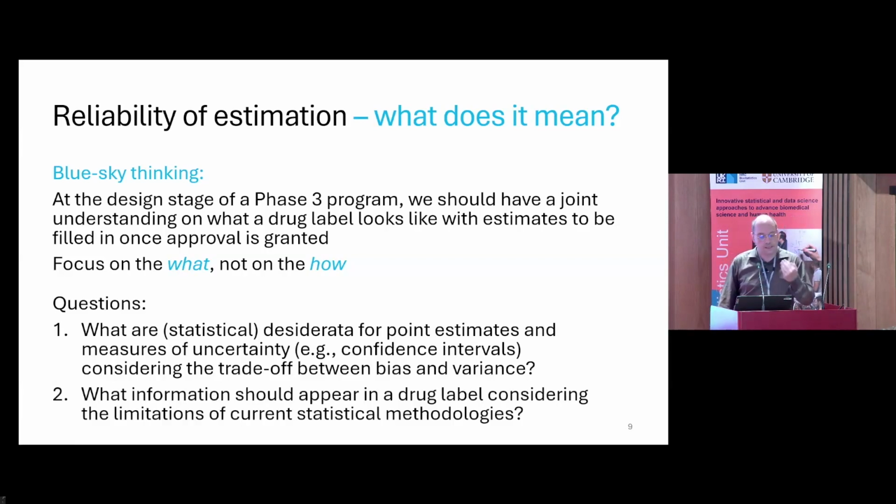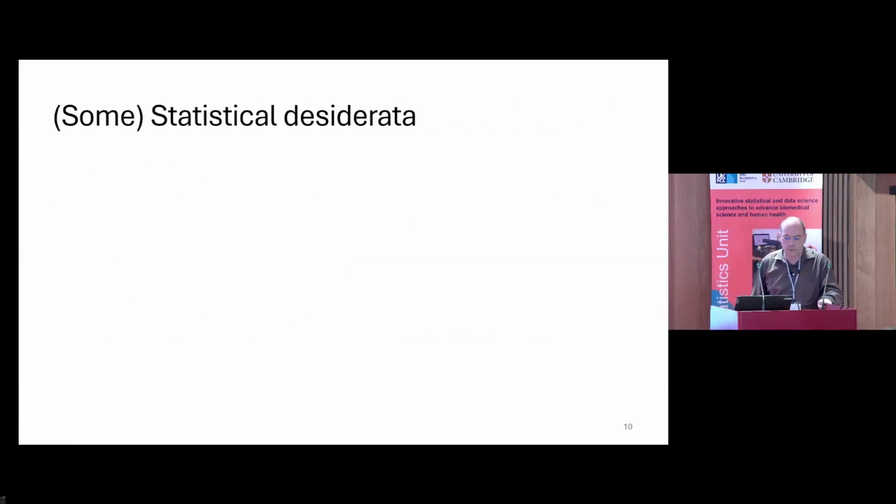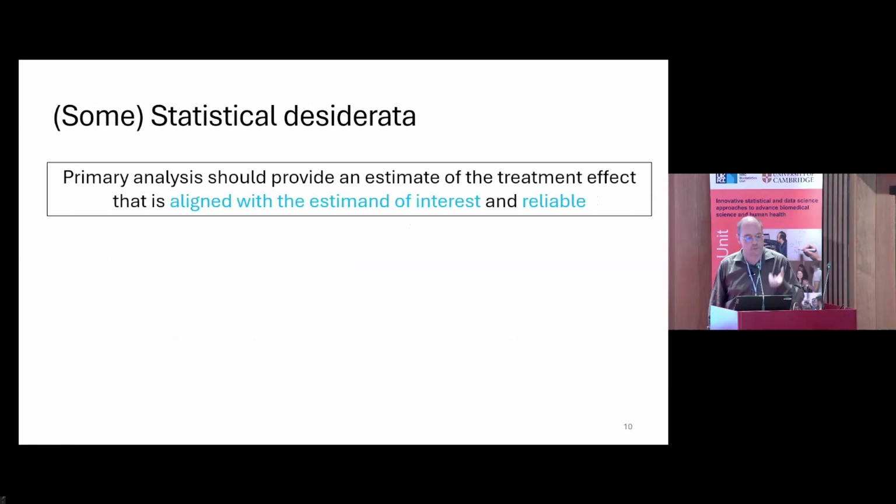Which then raises the question, what information should then appear in a drug label considering the limitations of current statistical methodologies? That's the outline for the rest of my presentation. So let me first focus on statistical desiderata. And the very high level one is that the primary analysis should provide an estimate of the treatment effect that is aligned with the estimate of interest and reliable.